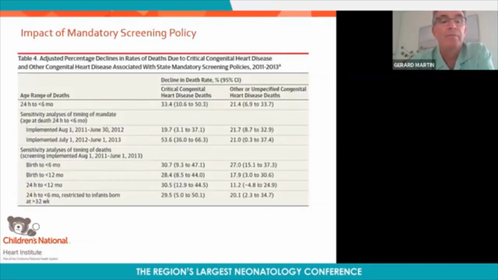It's quite impressive when you look at the results in those states with mandatory policy. There was a 33% reduction in deaths between infants with critical congenital heart disease between 1 day of age and 6 months of age. Surprisingly, there was an additional benefit for children with other or unspecified congenital heart disease, where they had a 21% decrease in mortality.